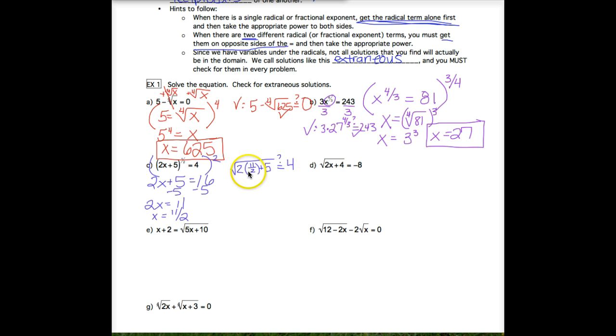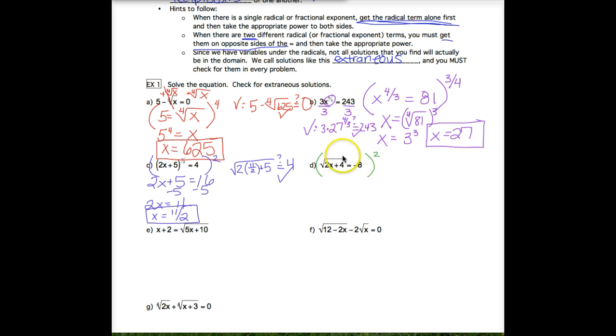So 2 times 11/2 is 11. 11 plus 5 is 16. The square root of 16 is 4. So I've got a check there. 11/2 does work. All right, next one, very similar to C, except that it's written from the beginning in radical notation. The radical is already alone, so I'm going to go ahead, appropriate power both sides, which is squared.